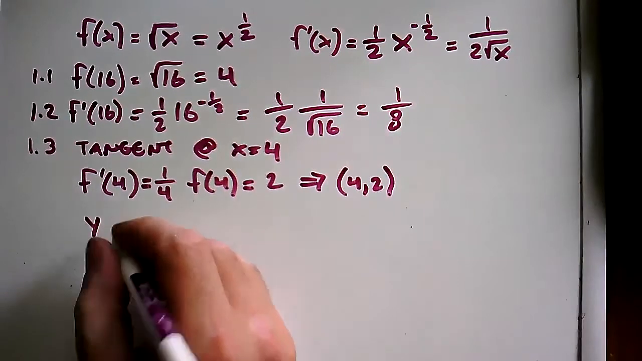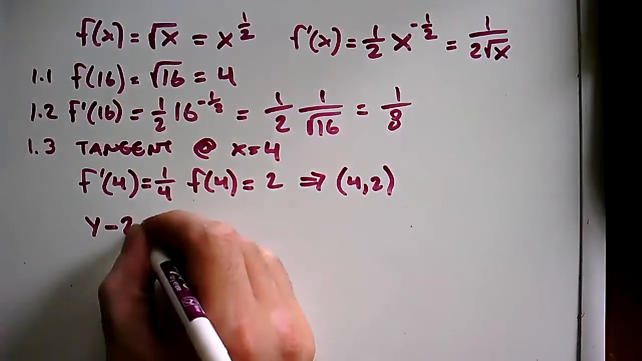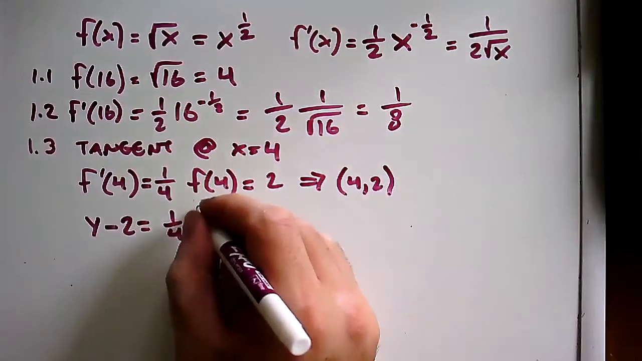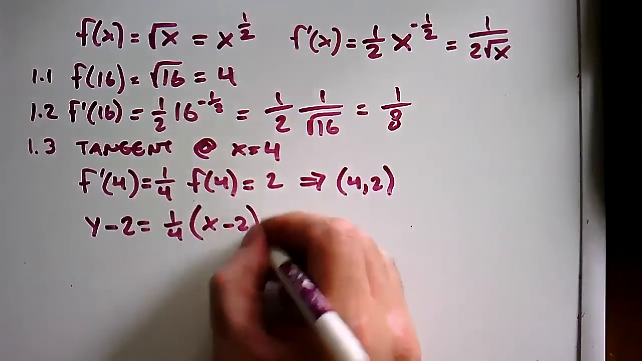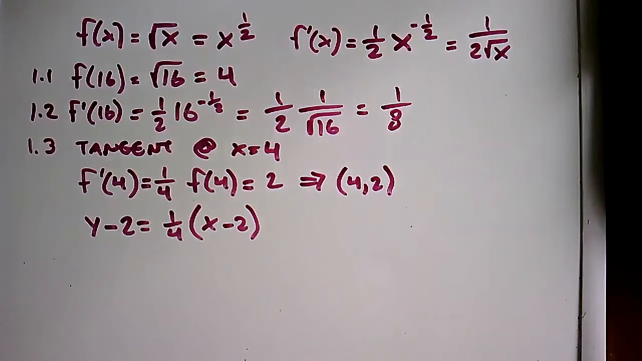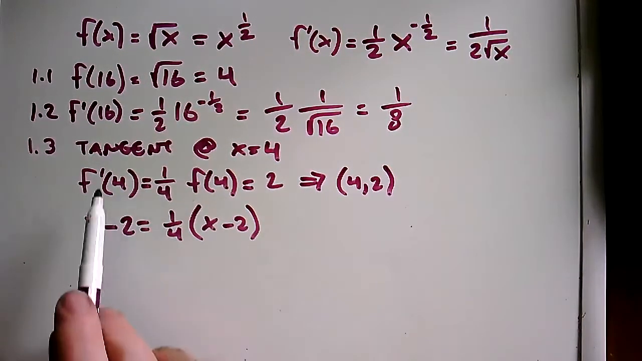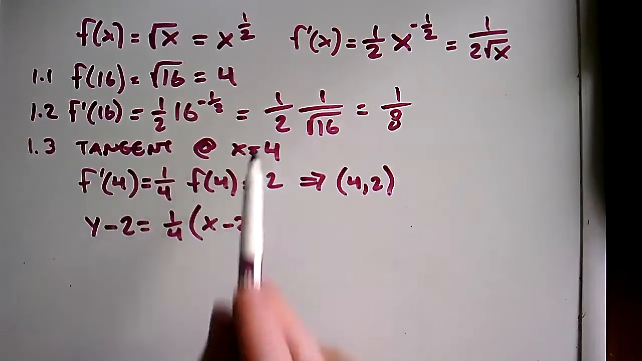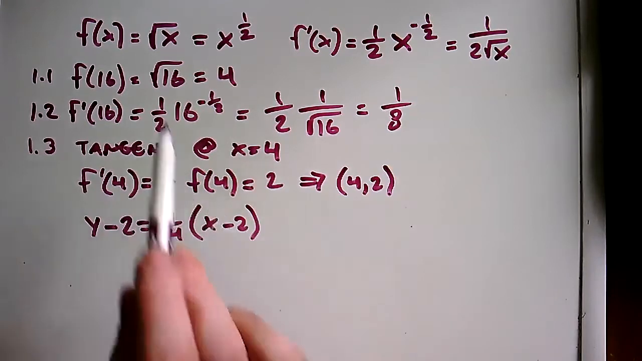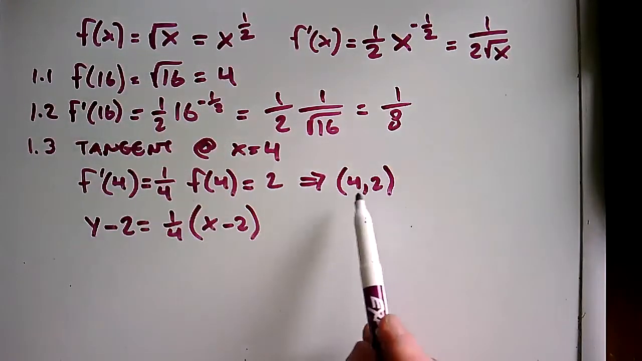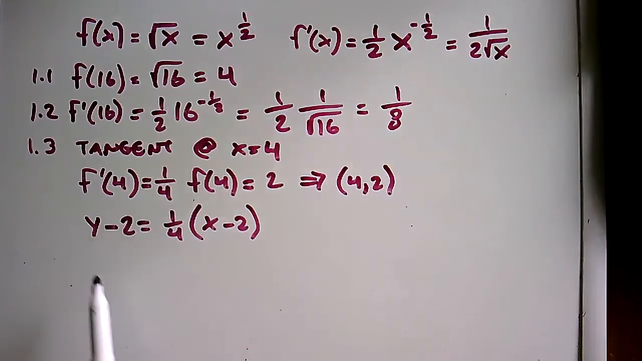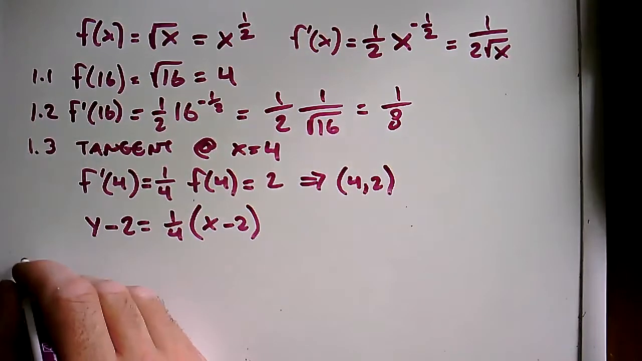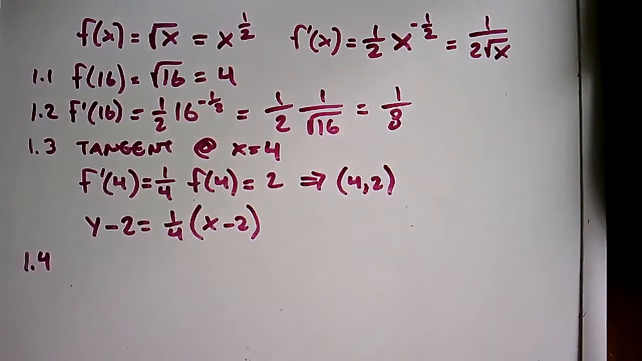The easiest way to do that is point-slope form: y minus 2 equals 1/4 times (x minus 4). And don't feel like you need to do anything else. This answer is perfectly good the way it is. So just a quick recap. I evaluated f prime of 4, which gives me the slope of the tangent line at the point where x equals 4. Then I plugged 4 into the original equation to get the y value. So now I have a point and a slope, and I use point-slope form to find the equation for the line.